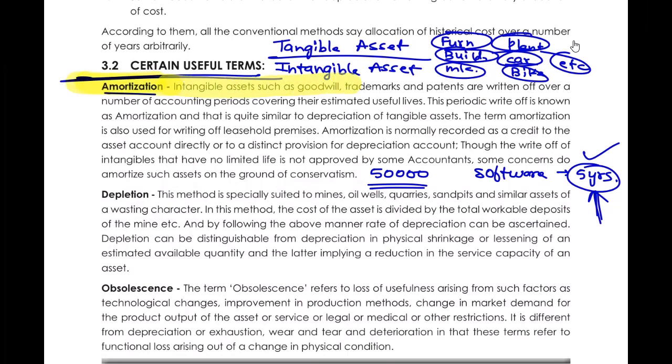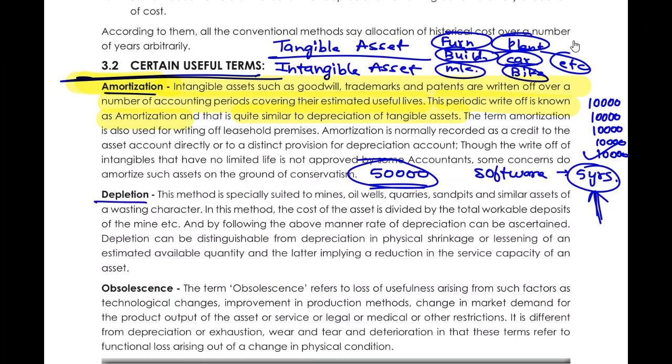Intangible assets such as goodwill, trademarks, patents are written off over a period of accounting years, covering their estimated useful lives. So the periodic write-off is known as amortization. This is similar to depreciation, but the name is different. So in amortization, 50,000 is for 5 years, so every year I will charge 10,000 as an amortization expense. Only the word depreciation is changed to amortization.